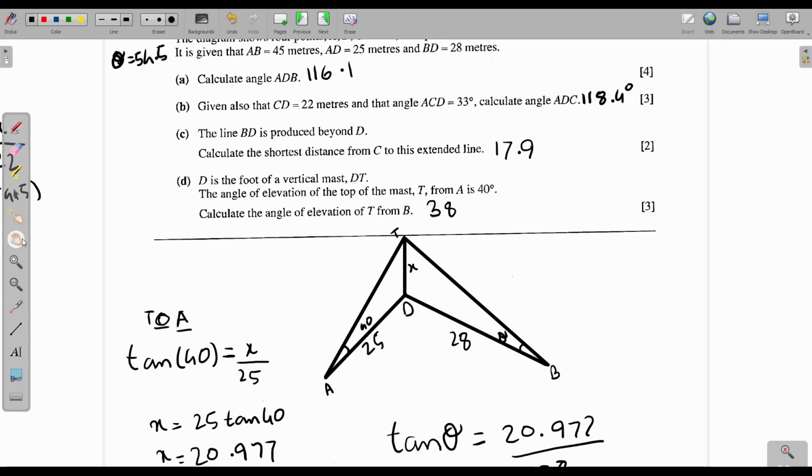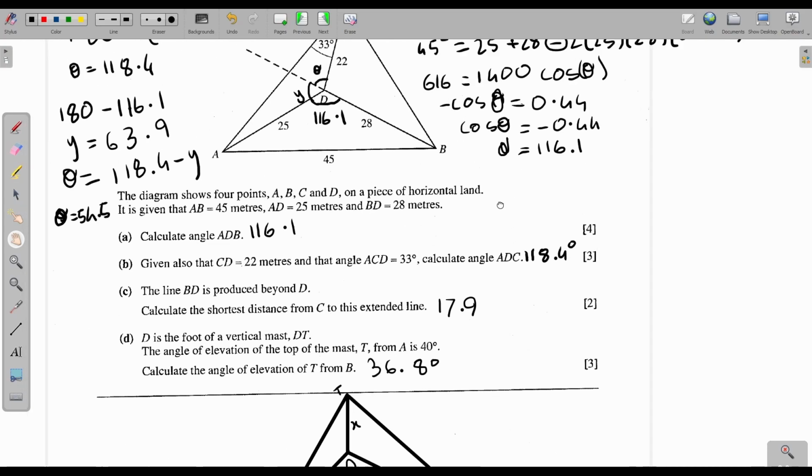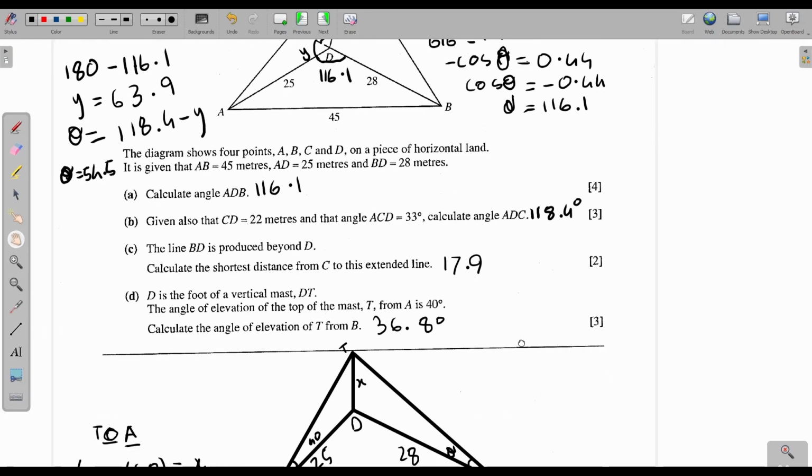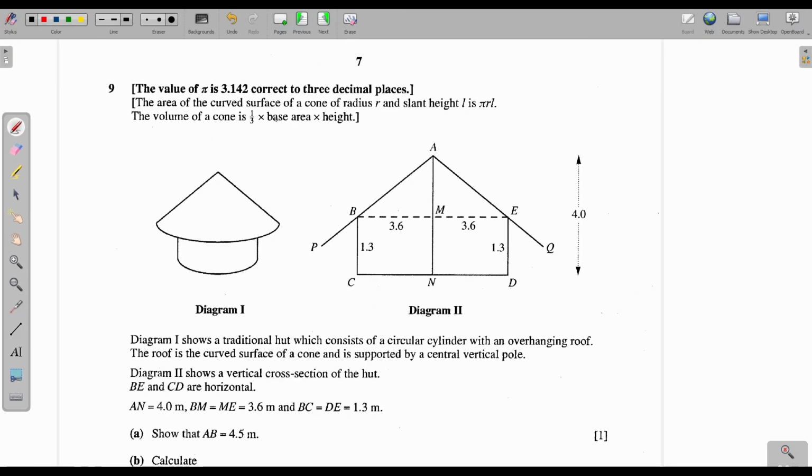So it's 36.8 degrees. Everything seems correct, but I will double check. And yeah, I think everything's correct. So that was question number 8. Okay, we're on question 9.